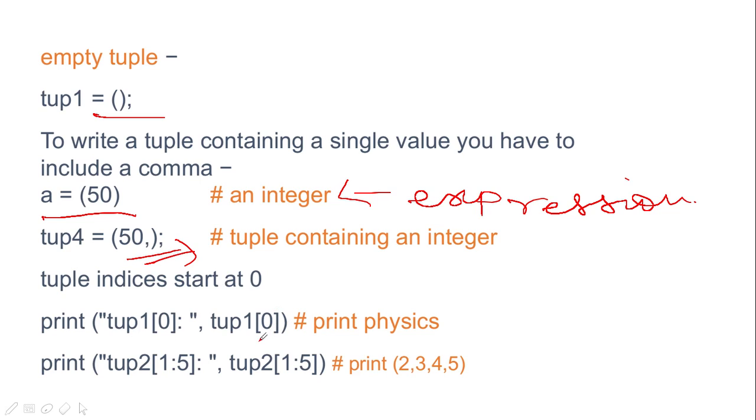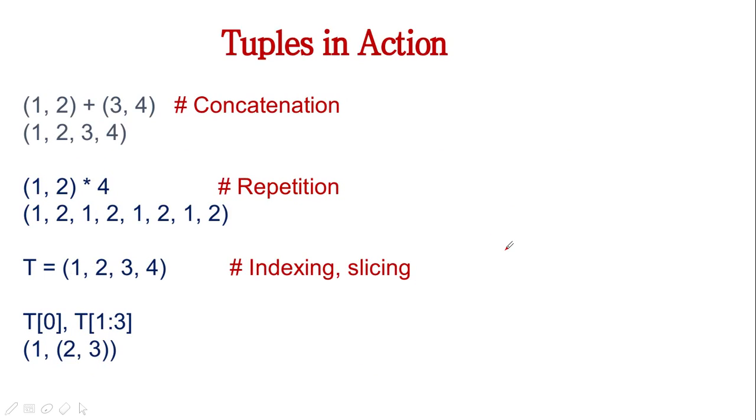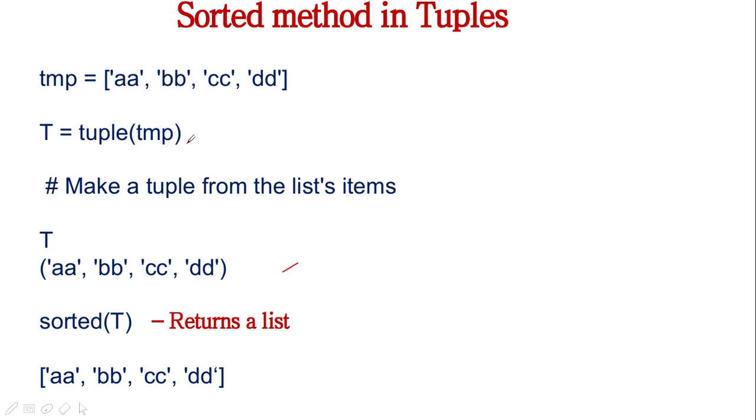Other than that, the indexing concept is there. When we use the tuple name of 0, it refers to the first element of the tuple. Slicing is also present. Concatenation is present, you can concatenate two tuples, and this gives a new tuple. Repetition is possible, and you will get new tuples by that. You can convert a list to a tuple using tuple of TMP, where TMP is the name of the list.